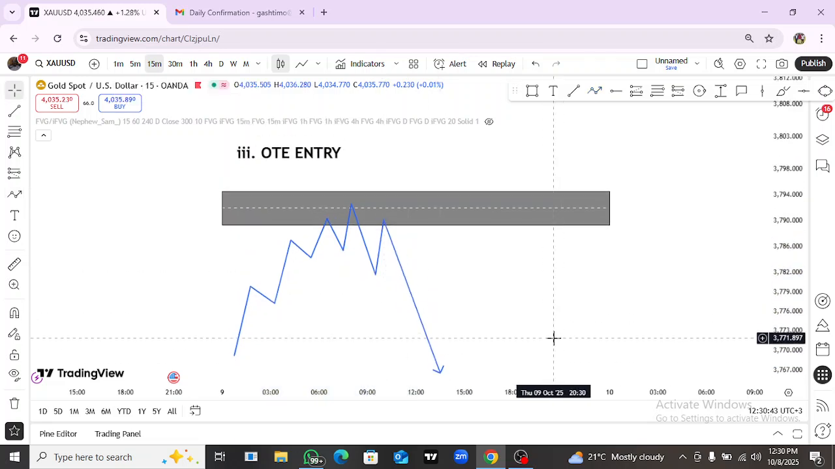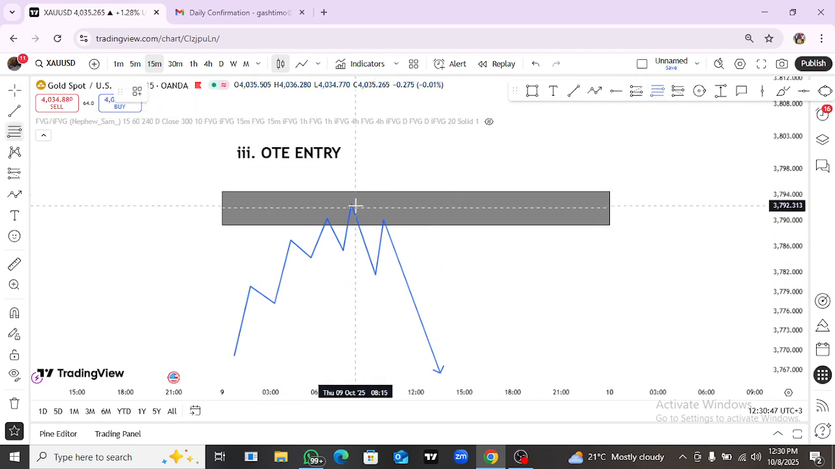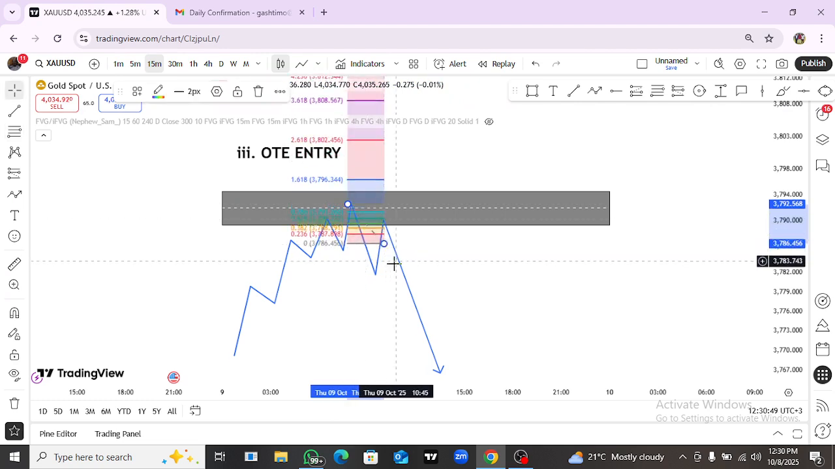So how do you identify your OTE level? You come and take your Fibonacci retracement. You mark from the high to the low of the retracement.